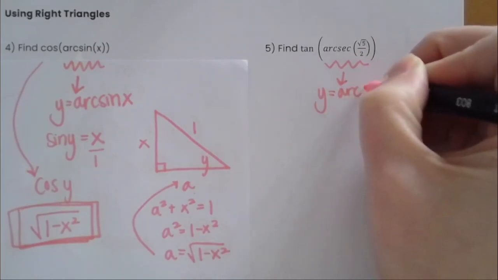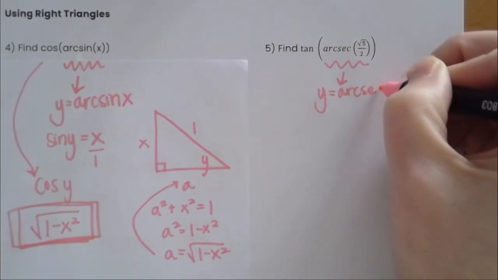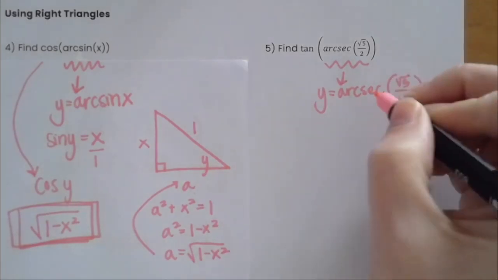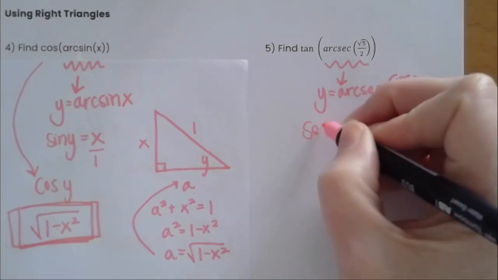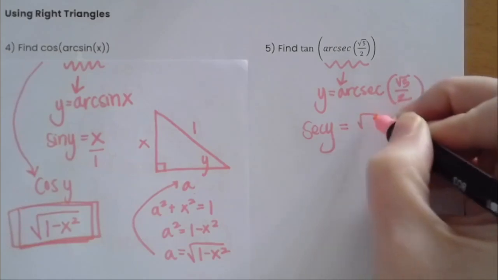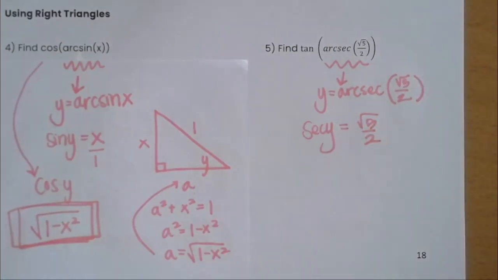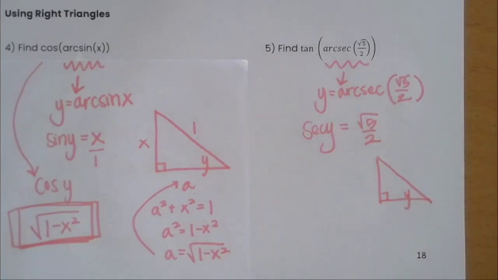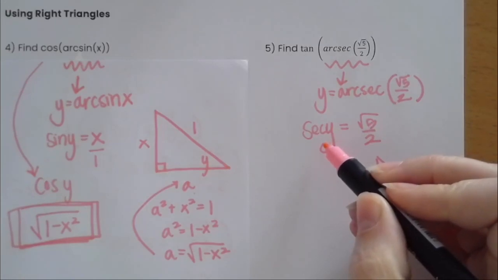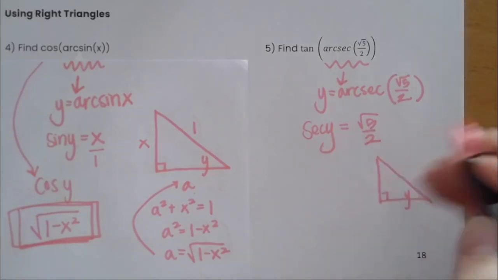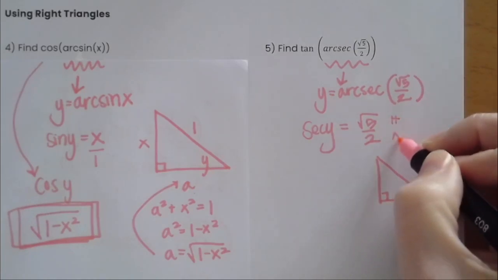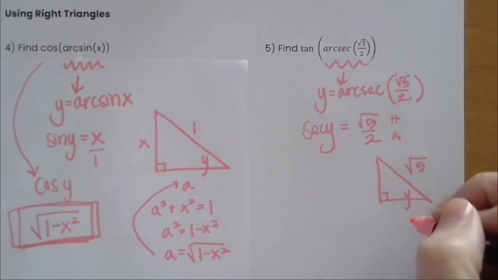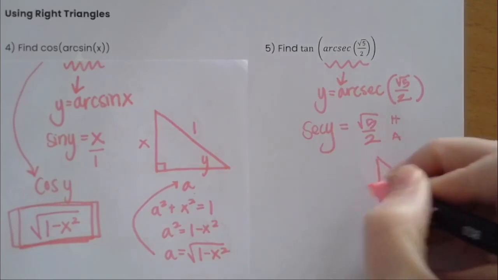y equals arc secant of root 5 over 2. This is the same thing as saying, what secant of y would equal root 5 over 2? Draw a triangle. y is my angle. Here's my right angle. Secant is the reciprocal of cosine, so this is like hypotenuse over adjacent. My hypotenuse is square root 5. My adjacent is 2. So I want to find this value.